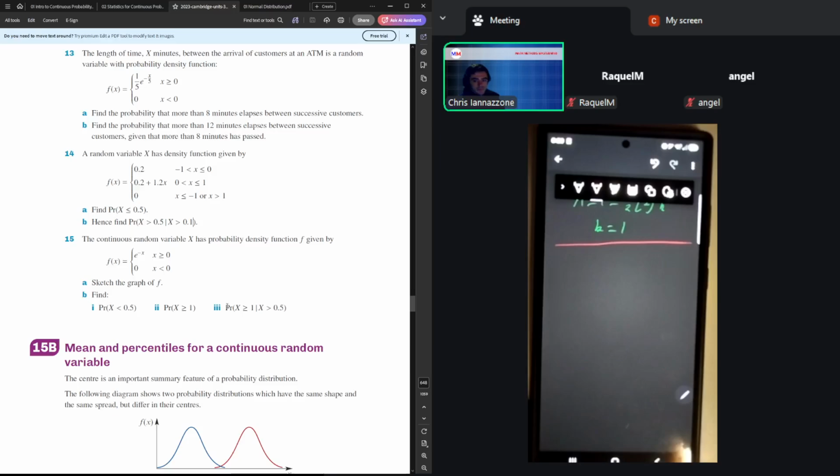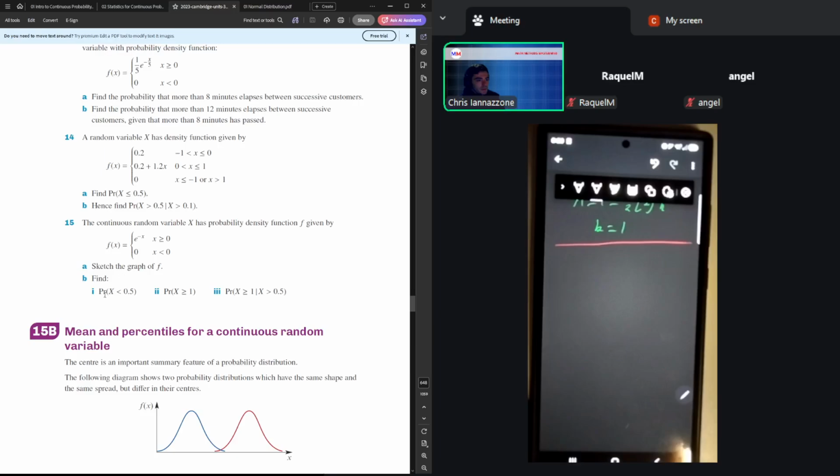And lastly, this is just a whole bunch of, again, probability. Probability x less than 0.5, capping out at 0, so 0 to 0.5. Greater than or equal to 1, 1 to infinity. This caps out to infinity. Conditional, I've said that about 50 times.